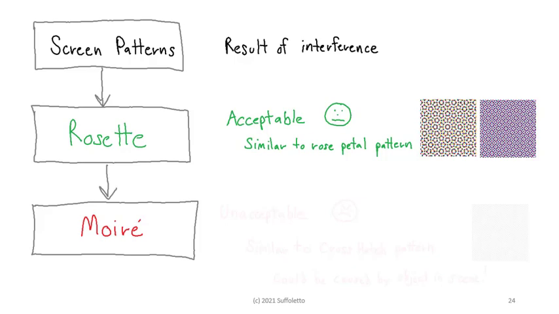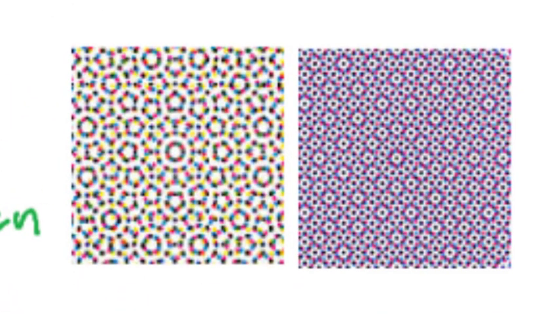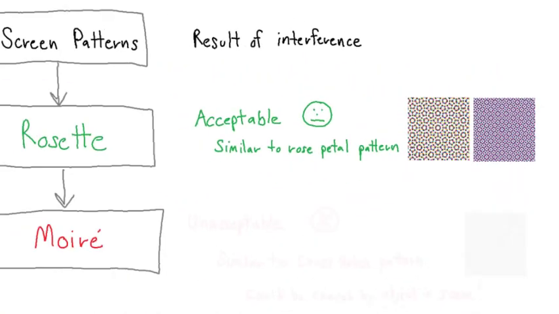Now, a rosette is an interference pattern, however, it's acceptable. And it's called a rosette because under magnification, the pattern looks like the petals of a rose. Now, the center of that rosette may be hollow, white, clear, or it could be solid.